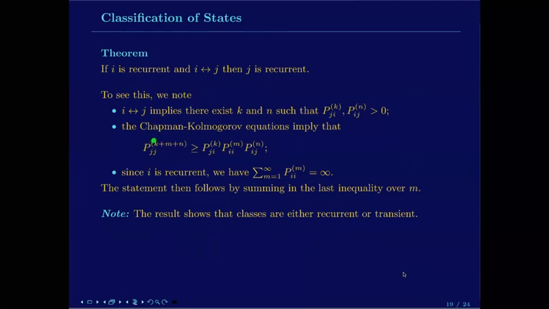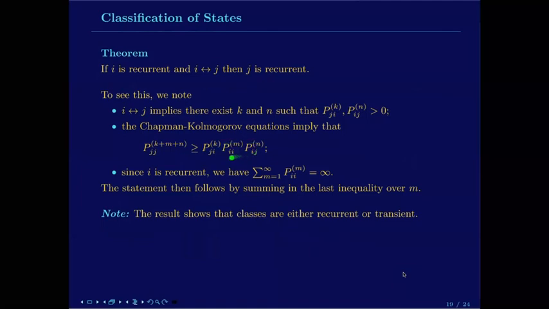Then we can see that by the Chapman-Kolmogorov equation, the probability to start in J and return in J in k plus n steps can be lower bounded, because Chapman-Kolmogorov would be a sum over all intermediate states. We only pick this particular element where the intermediate state is actually the state I. So we have a transition from J to I, then a loop from I to I back in m steps, and another transition from I to J in n steps. In total, again, k plus n steps.